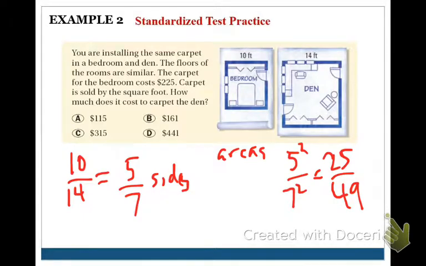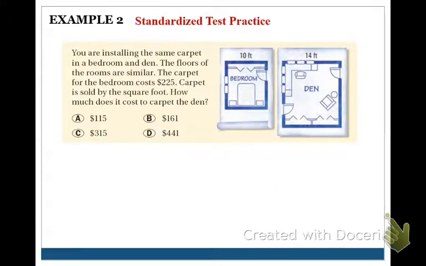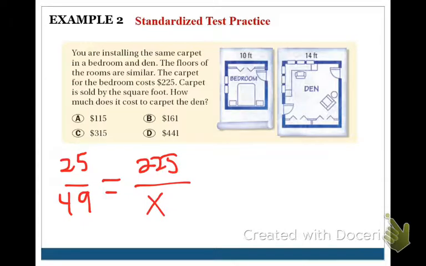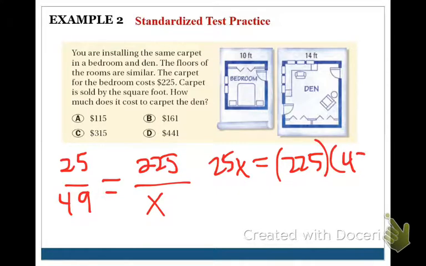So then I can take, let me clear this out, I need some room to write. So we would take 25 over 49, and we would set that equal to, okay, the bedroom is the smaller one, right? So that would be on top. We'd say 225 over x. Cross multiply, solve. So 25x equals 225 times 49. Right? And we would multiply that out and solve.